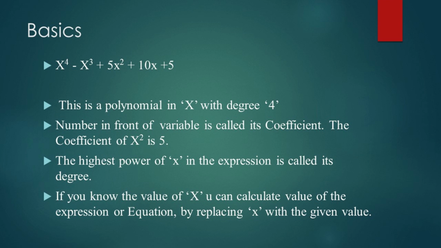The number appearing in front of a term is called its coefficient. So here you can see 5x square is the term where 5 is the number appearing before the term x square. So 5 is the coefficient of x square.